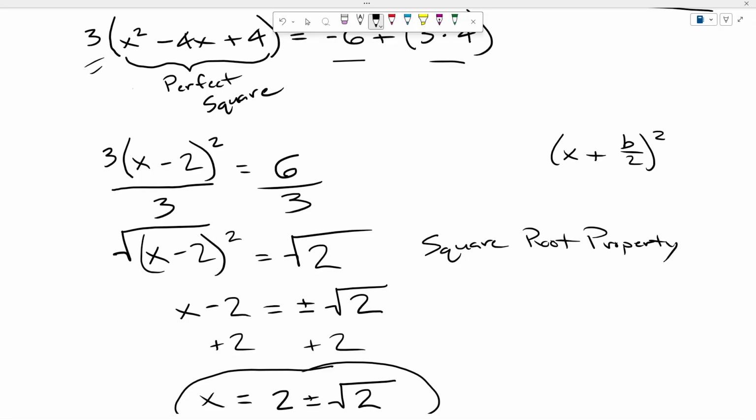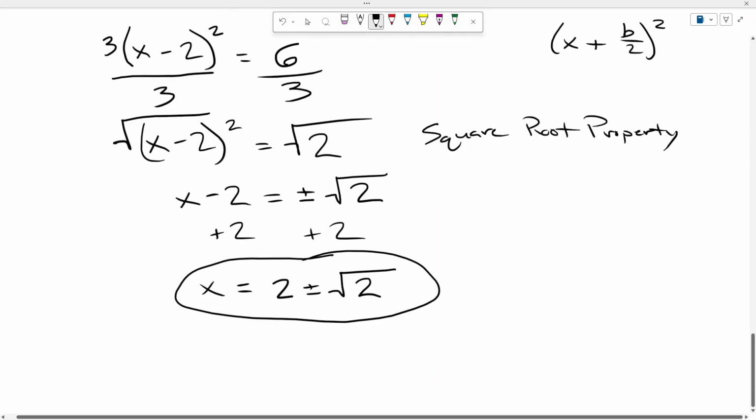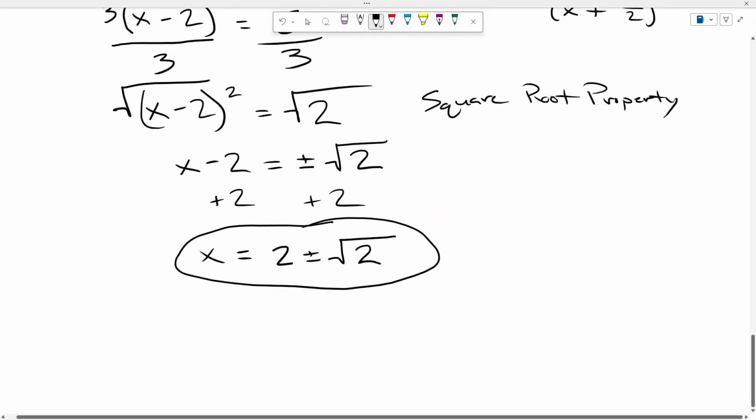And then we divided out the 3, started working towards being able to apply the square root property, square root of both sides. So you can see where completing the square is helpful for something that's more difficult. It allows us to simplify it and put it into the square root property.